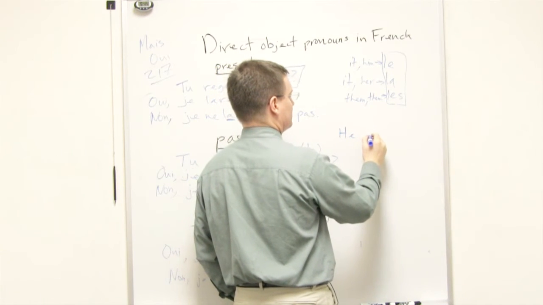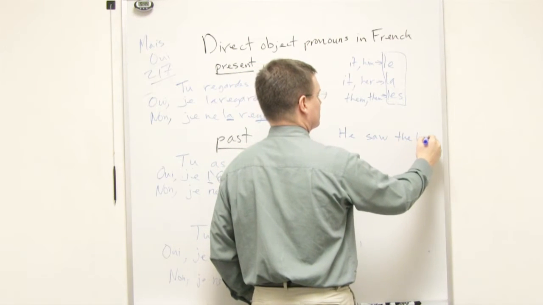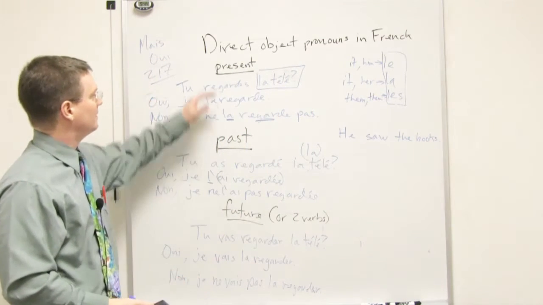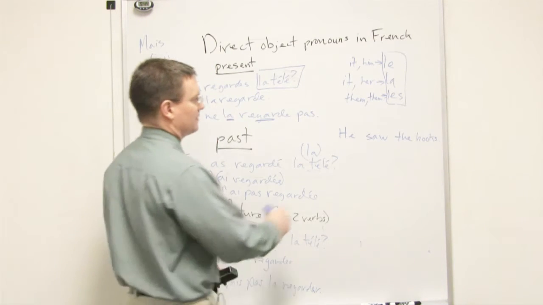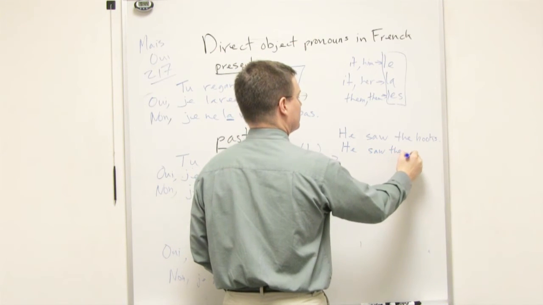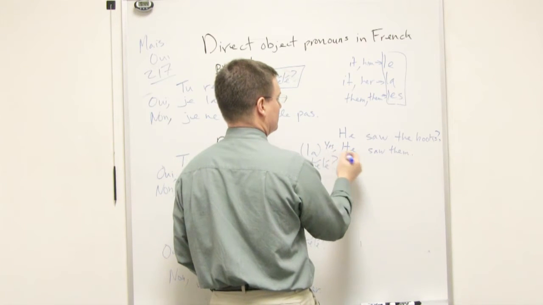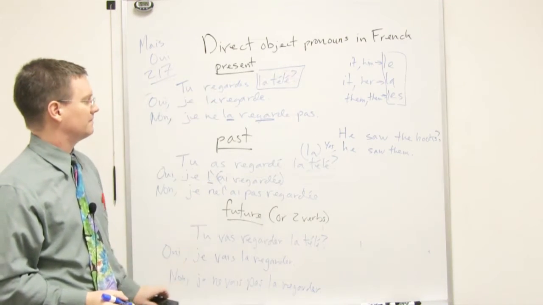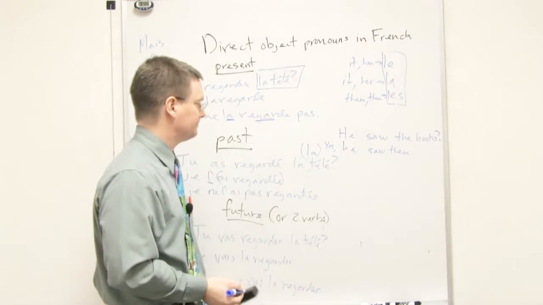He saw the books. Okay, now would that be the present? Would that be our model? Or would it be the past? Or would it be the future? We want to say he saw them. And we'll say, yes, he saw them. So what would our model be? Present, past, or future? Probably the past, because this is about yesterday maybe, or last night, or whatever.